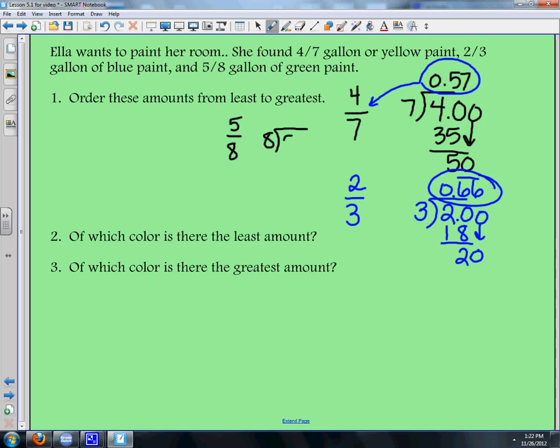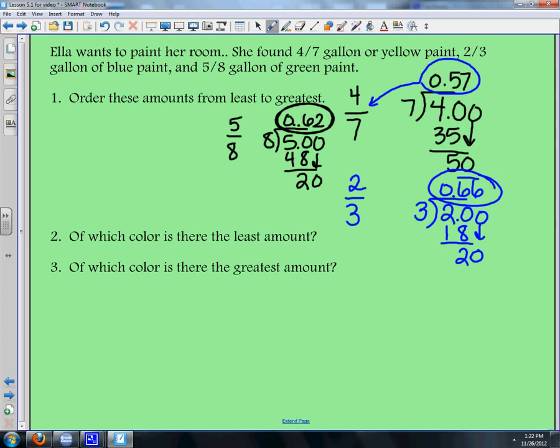8 can't go into 5. 8 goes into 50 6 times, which is 48. I have 2 left over, bring down a 0. 8 goes into 20 twice. So I have 0.62. So now I can order them based on their decimals.